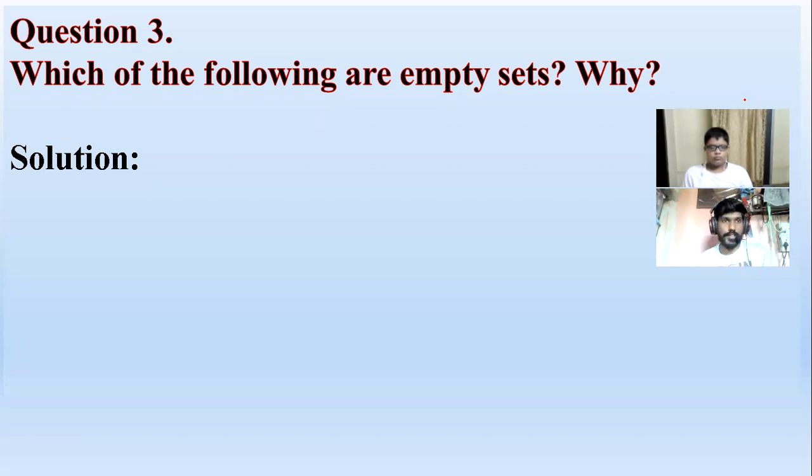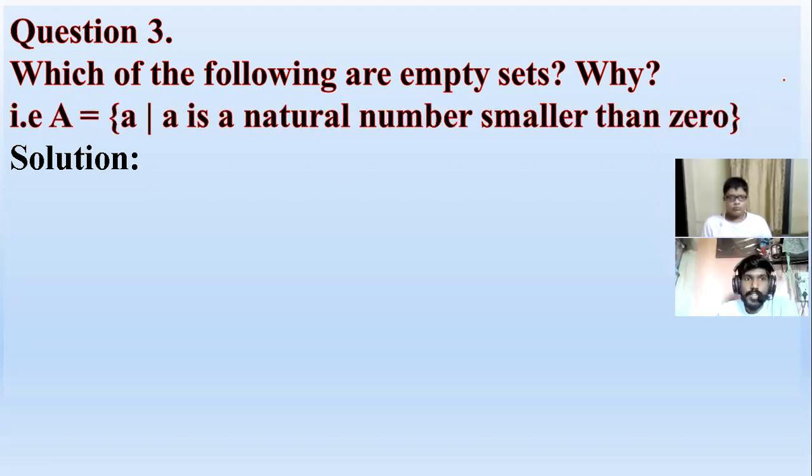Okay, now we'll move on to question number 3. We have to decide which of the following are empty sets, and you have to also give the reason why. Can you read the set A? Set A is the variable A such that A is a natural number smaller than 0. What will come in the set? Which natural number is smaller than 0? None, correct. So is A an empty set? Yes, sir.